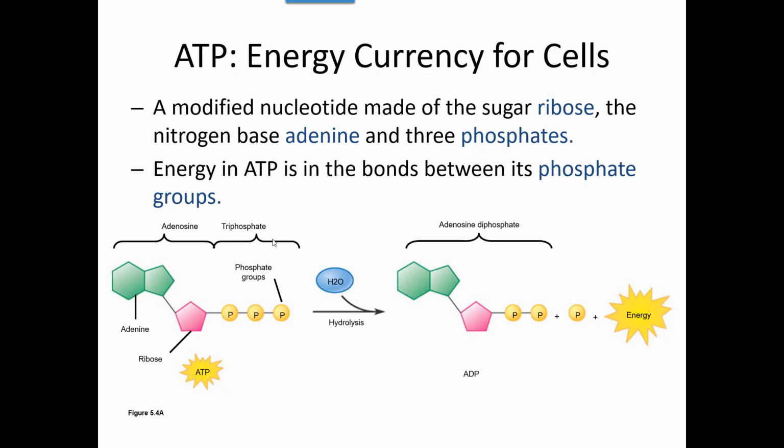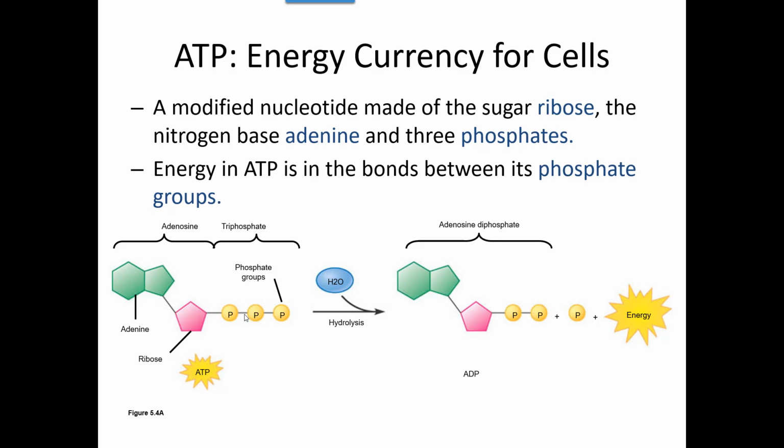It's those 3 phosphate groups on the end, and between each phosphate group there is a lot of energy stored in that bond. If we need to release that energy to power some type of exergonic reaction, we can break off one of those phosphate groups. We can break a bond and release the energy.